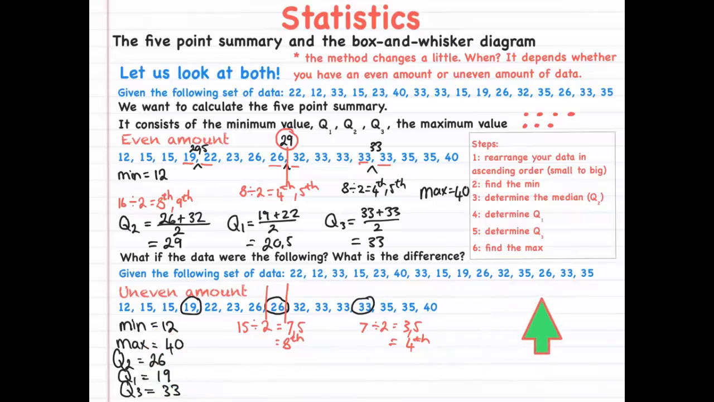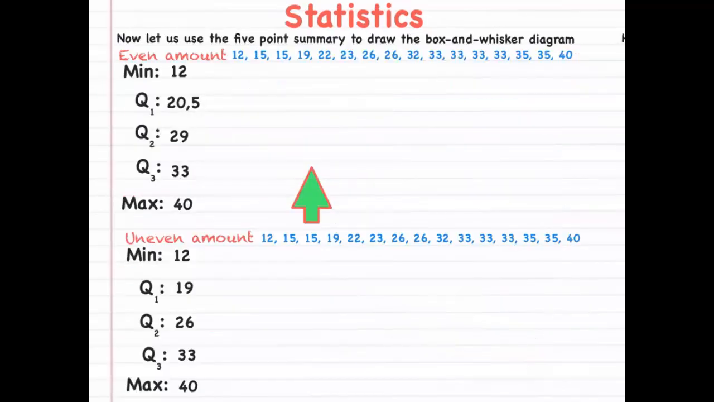Now let's go and see how we can use this 5-point summary to draw a box and whisker diagram. So now we are going to use the 5-point summary from before to draw the box and whisker diagram. And remember, these were the answers that we got for our even amount of data, and we calculated this earlier on in the video. So now we basically want to use this to draw the box and whisker.